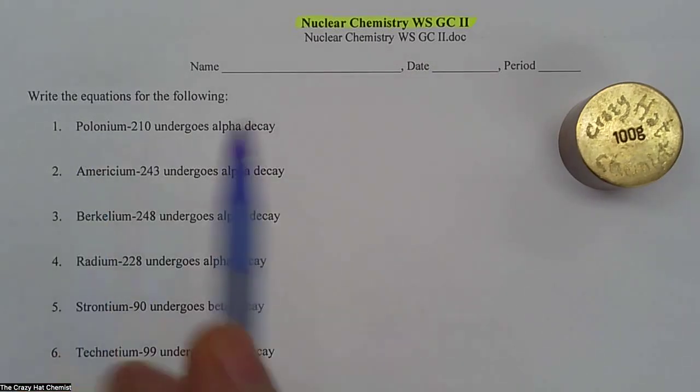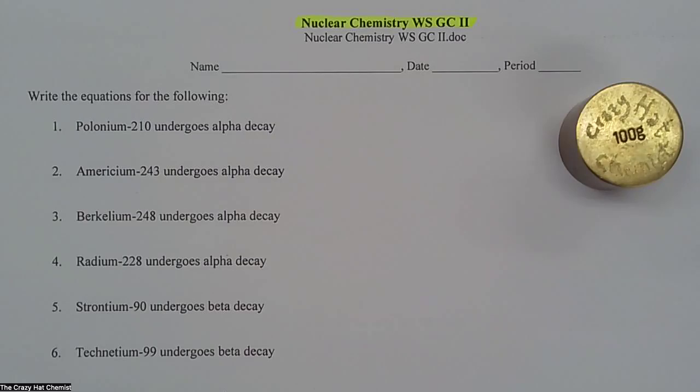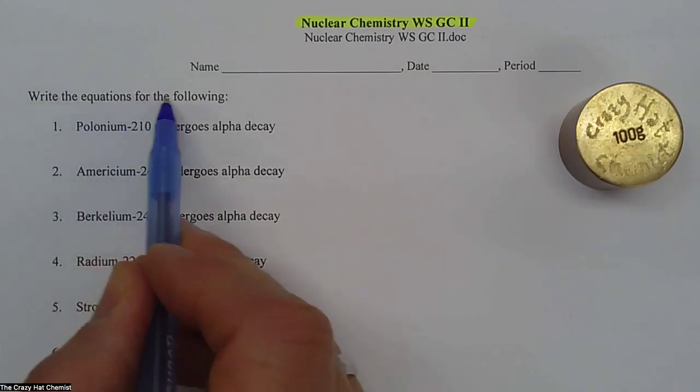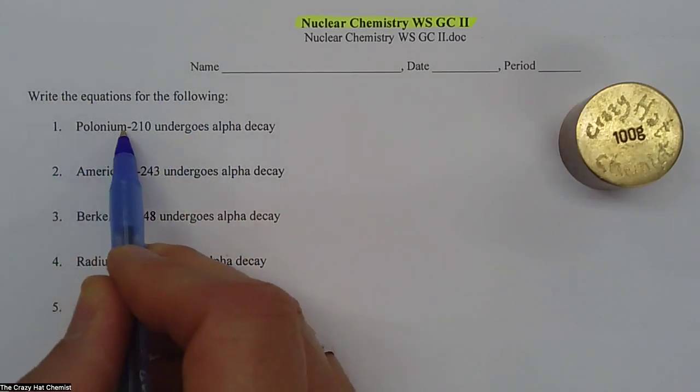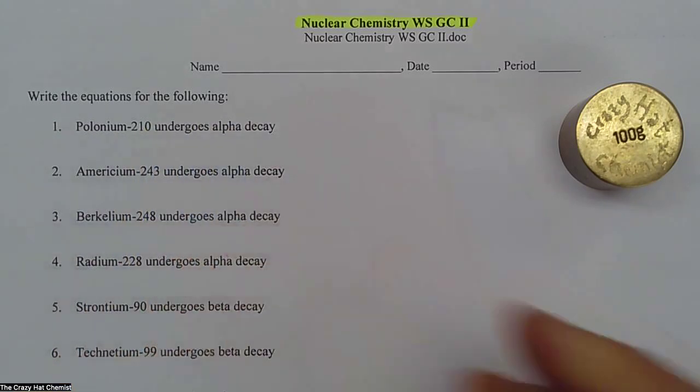So here's what we're going to do. We're going to write the equations for the following. Number 1 is polonium-210 undergoes alpha decay.